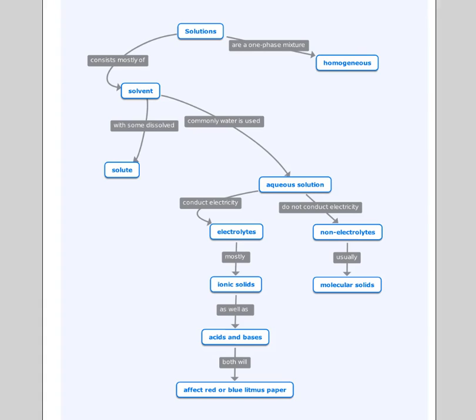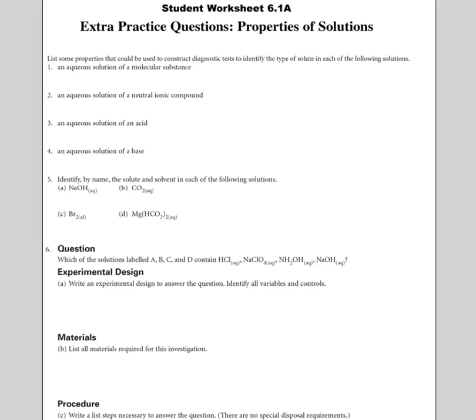Electrolytes are usually ionic solids, as well as we have acids and bases, both of which could be ionic, although more commonly we have ionic bases and molecular acids, but there will be some of each. Ionic and molecular acids and bases. And we know for acids and bases, both will affect red or blue litmus paper. So we can kind of look at this as an overview of solutions, and we can use the properties of solutions here to identify unknown substances.